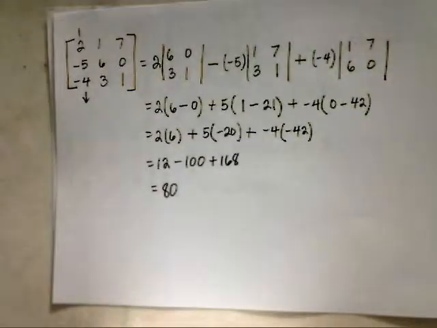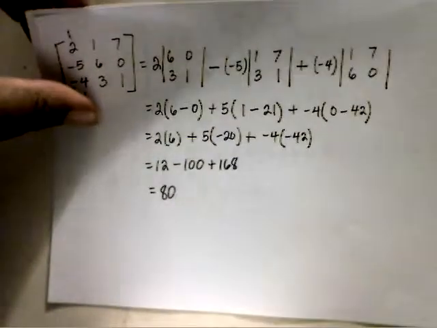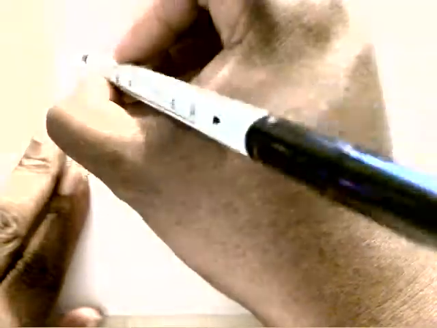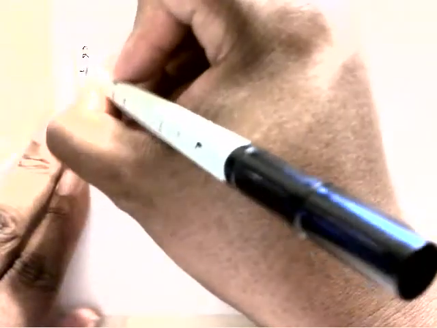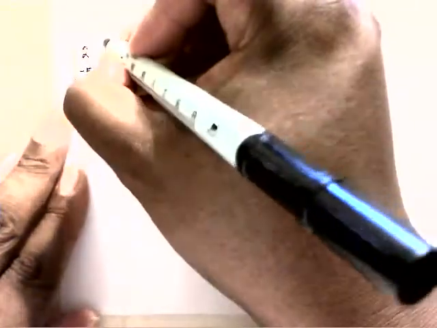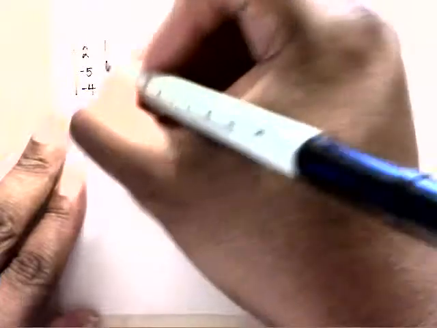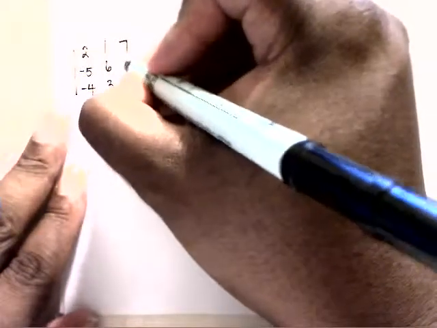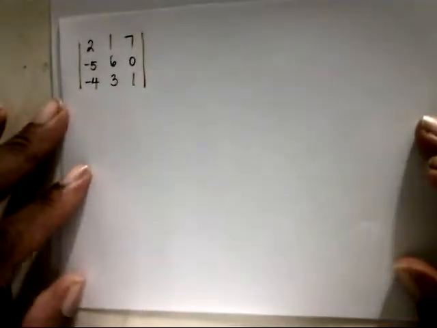And this is going to be quite easy. Okay, let's say, and I'll rewrite that particular matrix that I had earlier. So here, this is 2, -5, -4, 1, 6, 3, 7, 0, 1. That's my matrix I had earlier.